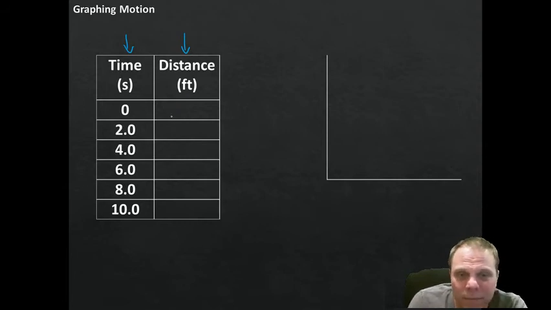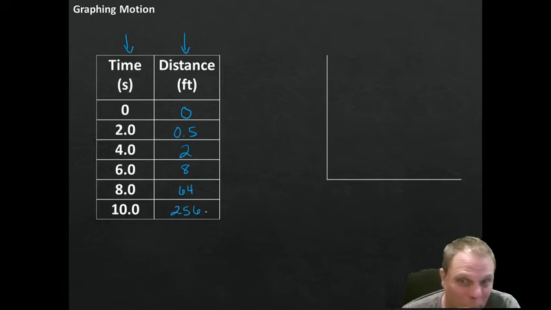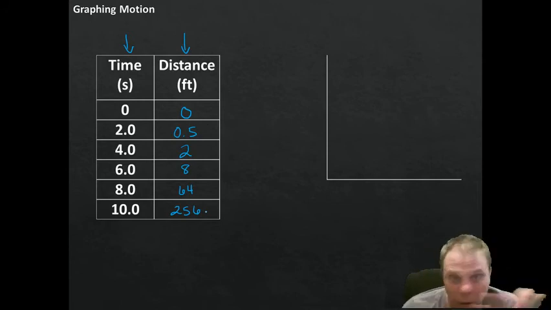And then let's say after 2 seconds, it kind of got a slow start, 0.5 feet, but then it starts to speed up a little bit, okay? And now it's traveled 2, and now it's traveled 8, and now it's traveled 64, and now it's traveled 256. All right, so this thing is going faster and faster and faster, or is it, right? Let's kind of graph this and see what happens.